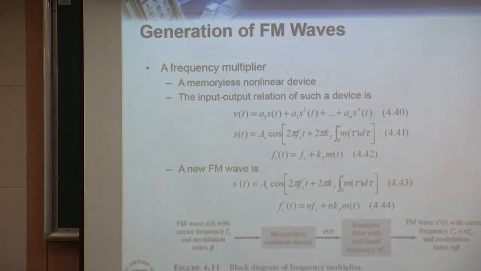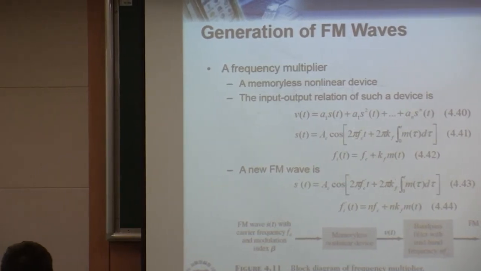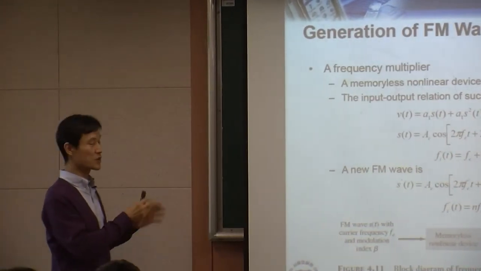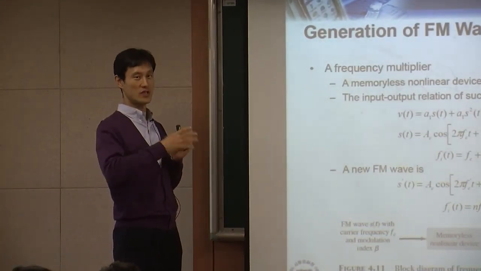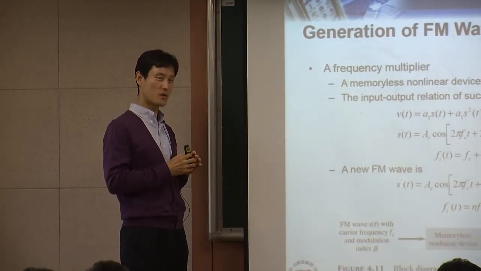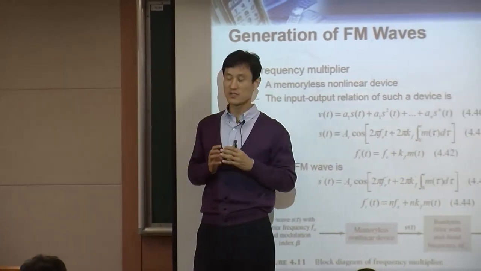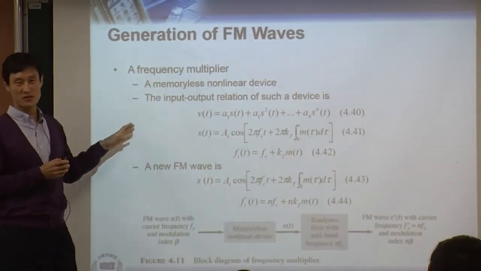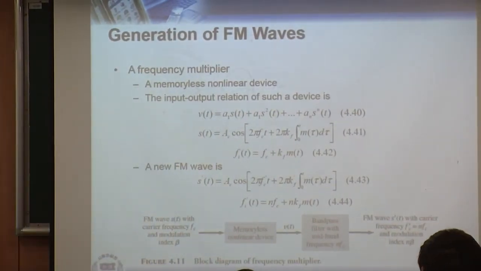Okay, and we're going to continue a little bit more about FM next time. We just talked about how to generate FM, right? Generation means the transmission side. You generate the FM signal at the transmitter, right? And we need to talk about how to receive. We didn't talk about the receiver yet. So next time we're going to talk about the receiver side.